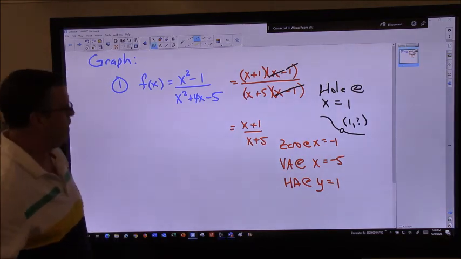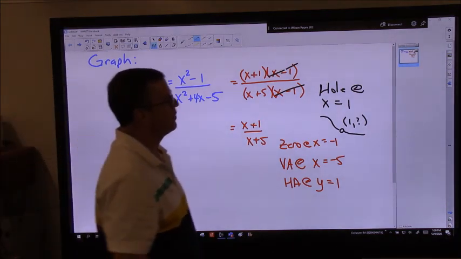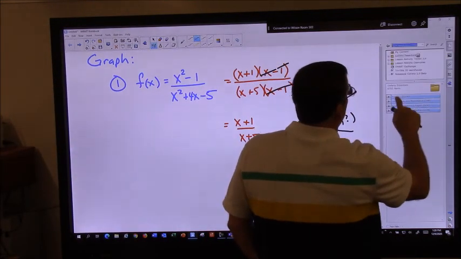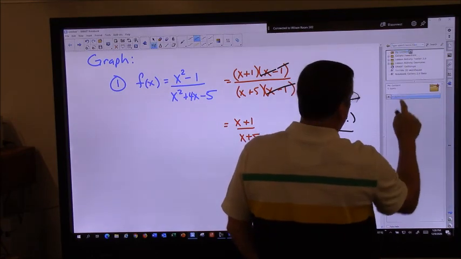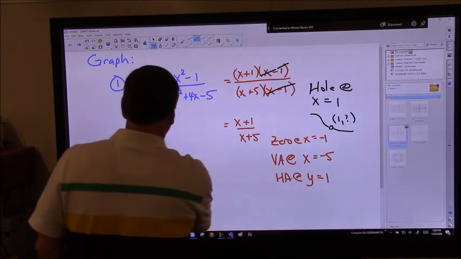All right, so now I need to put this stuff onto a graph. So if I go ahead and get a picture here of a grid, there it is.